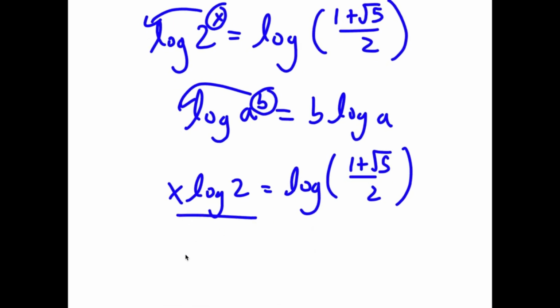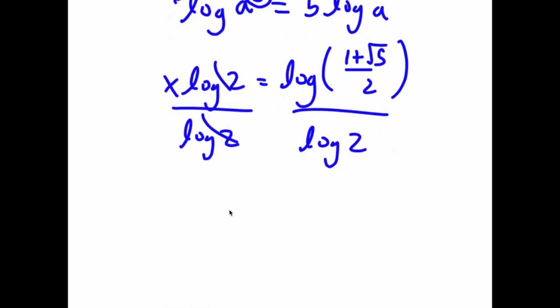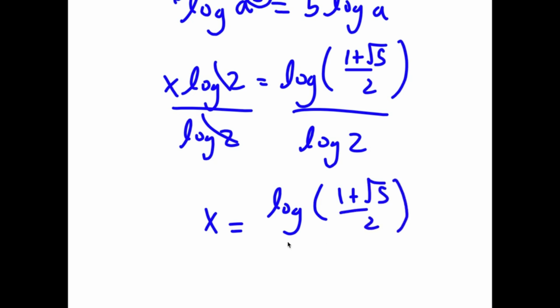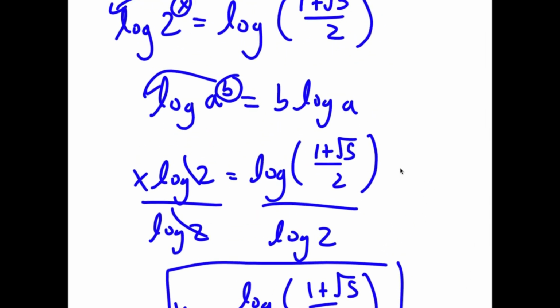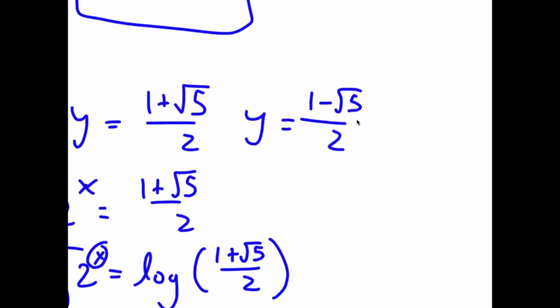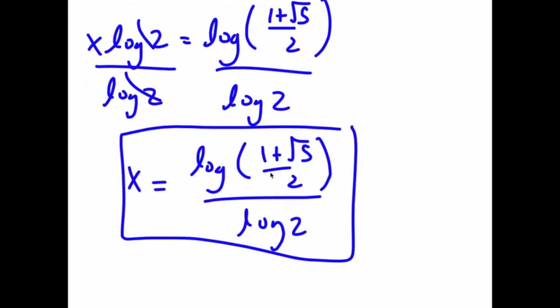Now if I divide both sides by log 2, these two cancel out, and I have x is equal to log of (1 plus the square root of 5) over 2, over log 2. Now for y equals (1 minus the square root of 5) over 2, well, 1 minus the square root of 5, that's going to be negative, and you can't take 2 to the power of x and make it a negative number, so this is wrong. So my only solution is right here.